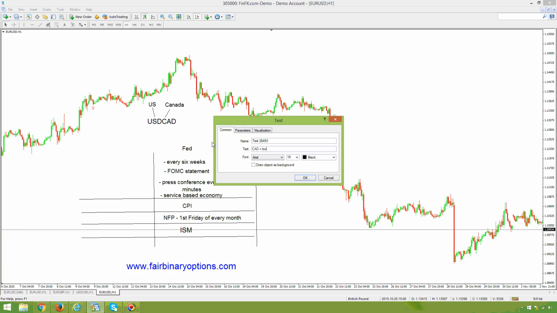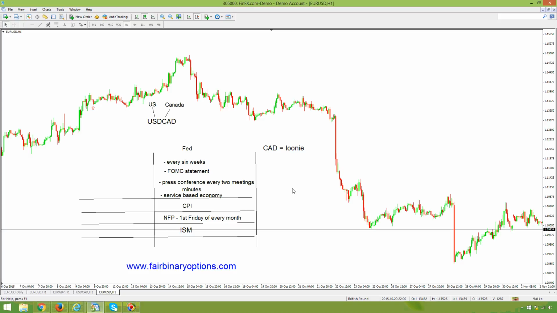is being called loonie. So when you read an economic release or an article and it says that loonie is bullish or loonie is bearish, you gotta know that it is referring to the Canadian dollar. Or the loonie pair, it is the US dollar and Canadian dollar.